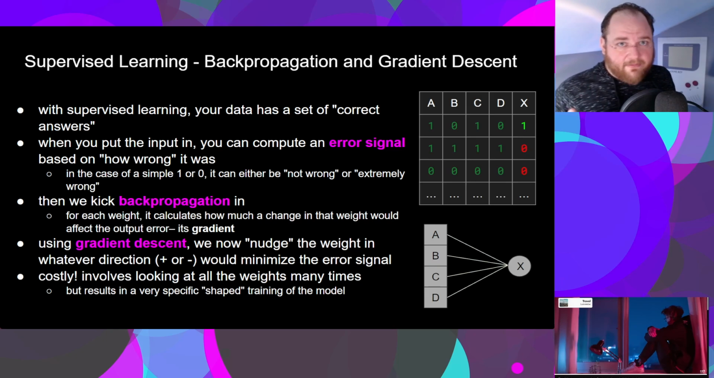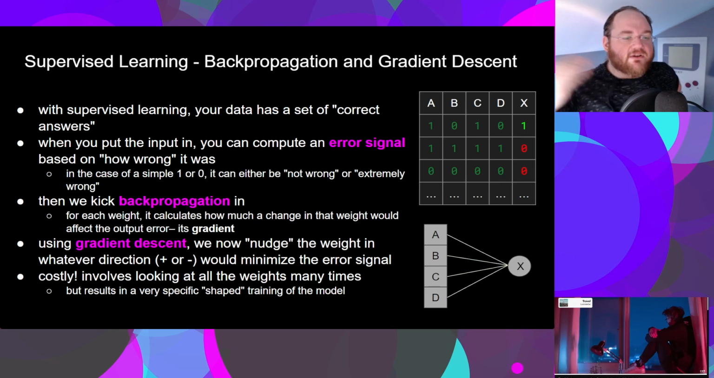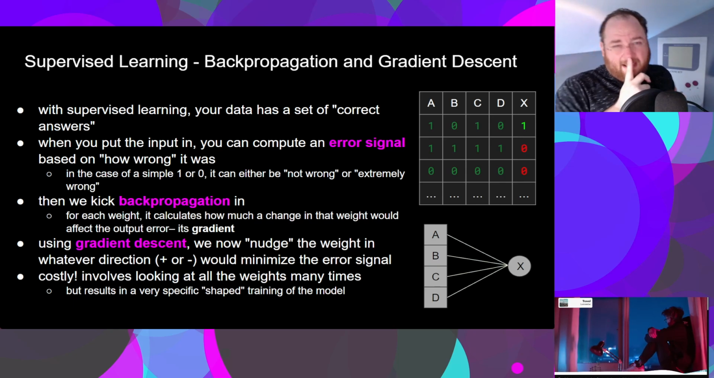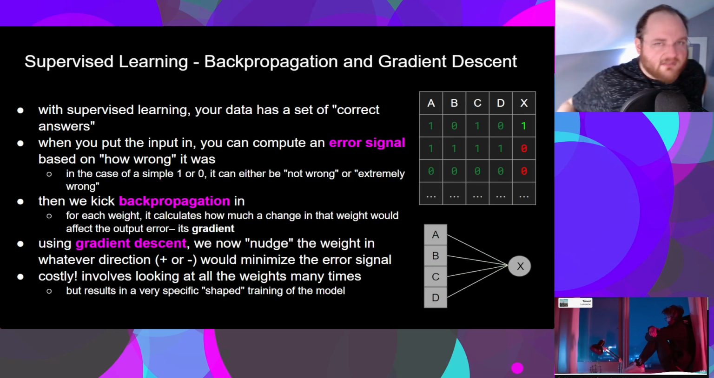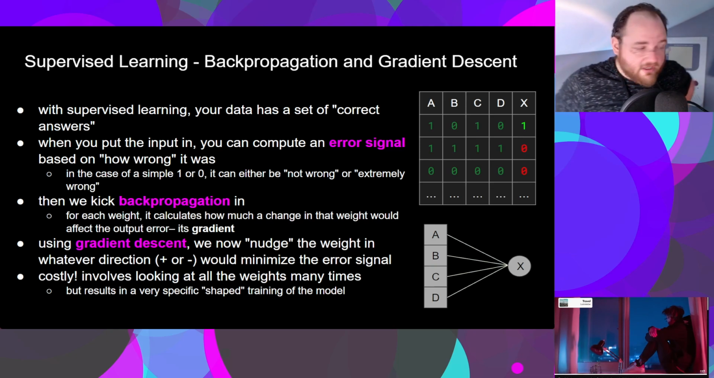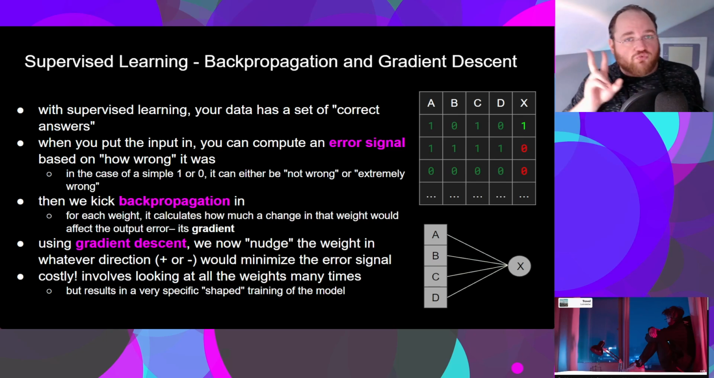Backpropagation is the first step. It kicks in and says, okay, for each weight, I'm going to calculate how much a change in that weight would impact the output error. So it goes into the connection between A and X, and it says, hey, were you responsible for this error, and by how much and in what direction? And it goes to B, were you responsible for this error, and how much and in what direction? And does it for all of the weights in the network. That's why it's expensive. Think about training a 175 billion node network. So for each weight, it calculates how much it's involved, right? And what direction it's wrong in.